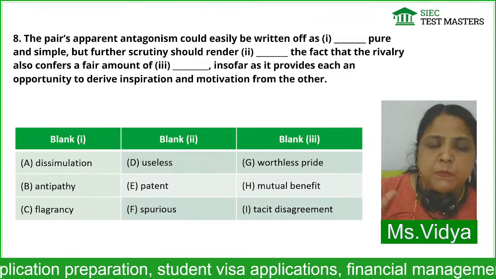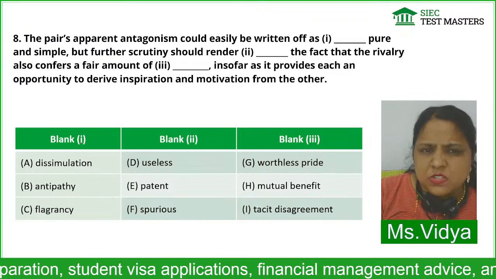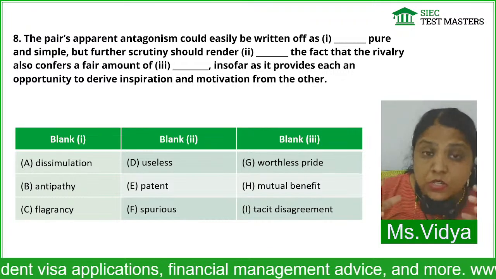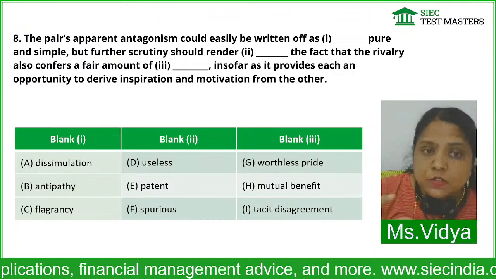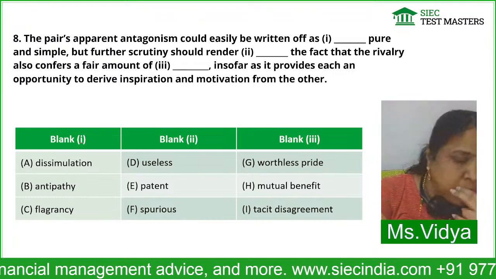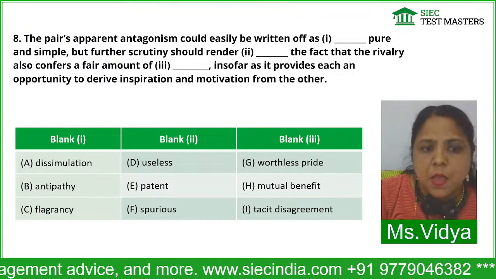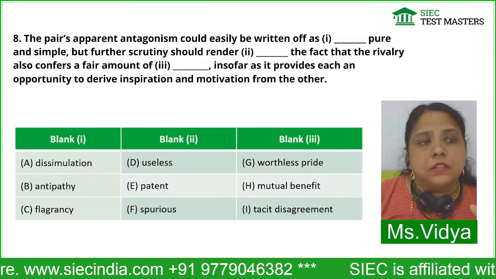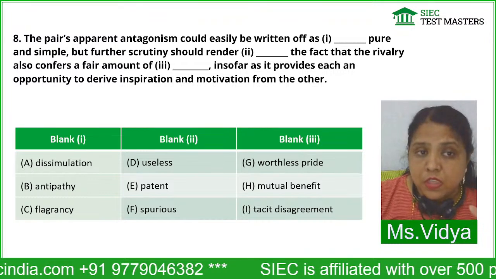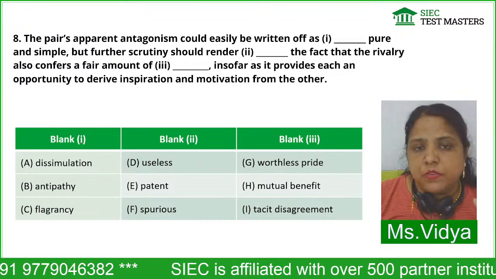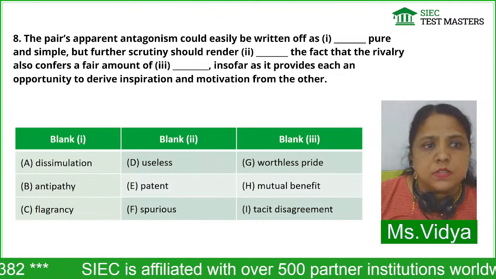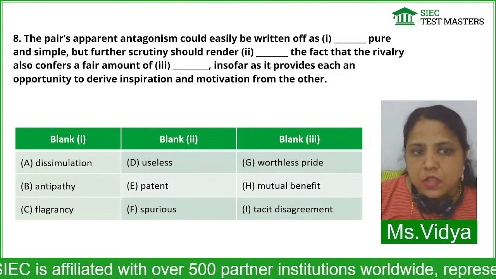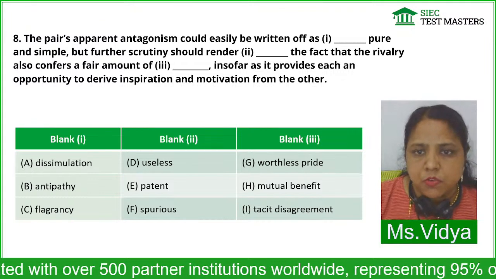So people think it is just antipathy, hostility, but further scrutiny reveals, so a word meaning reveal should be there in the second blank. I think it is patent. Patent means to reveal. Reveal the fact that the rivalry also confers a fair amount of mutual benefit as long as it provides each an opportunity to derive inspiration and motivation from the other.